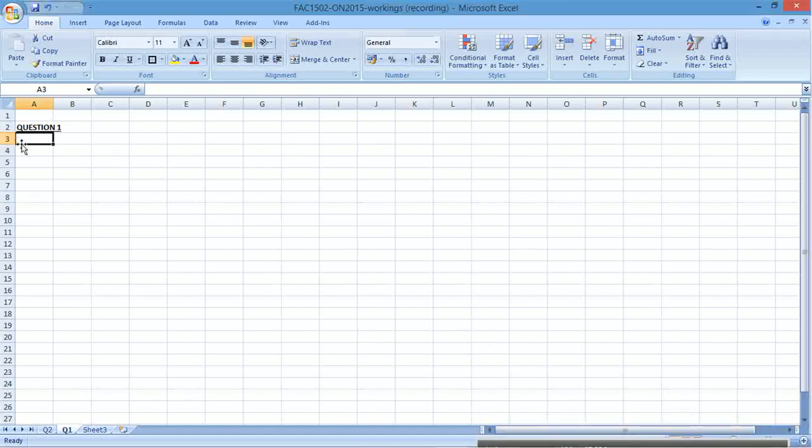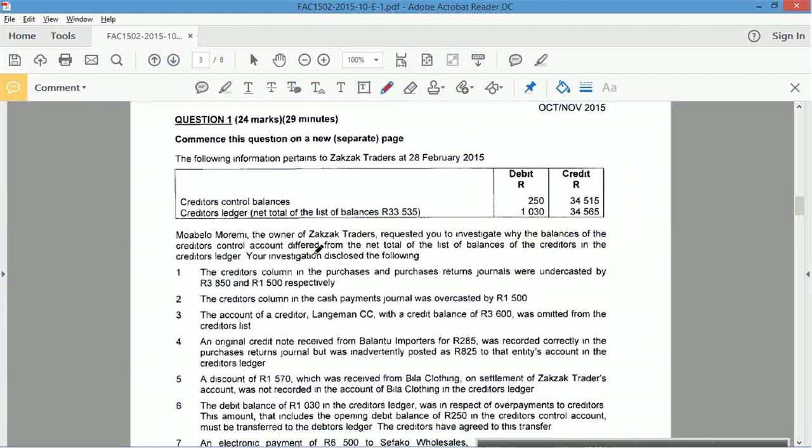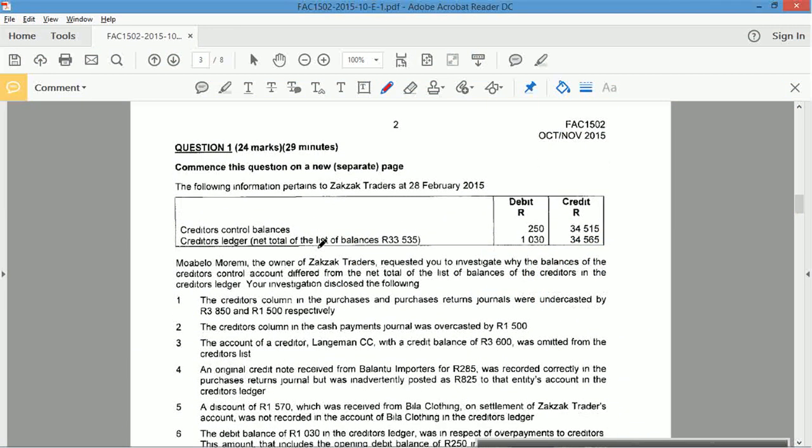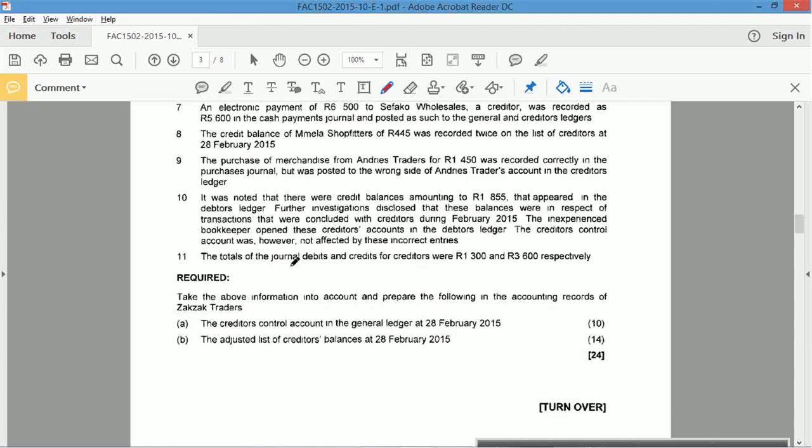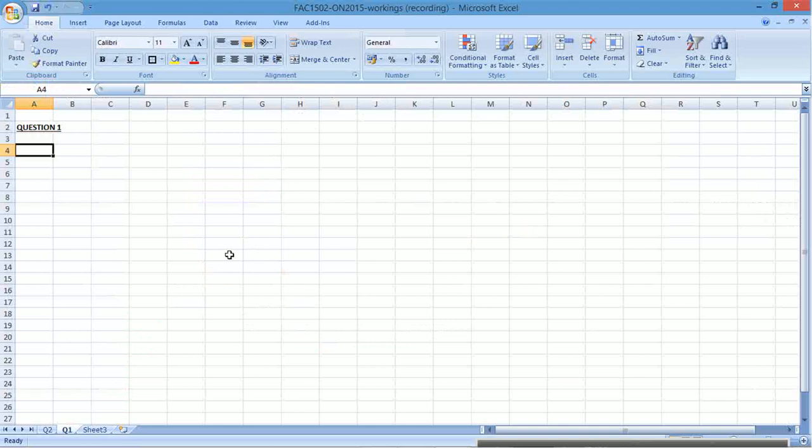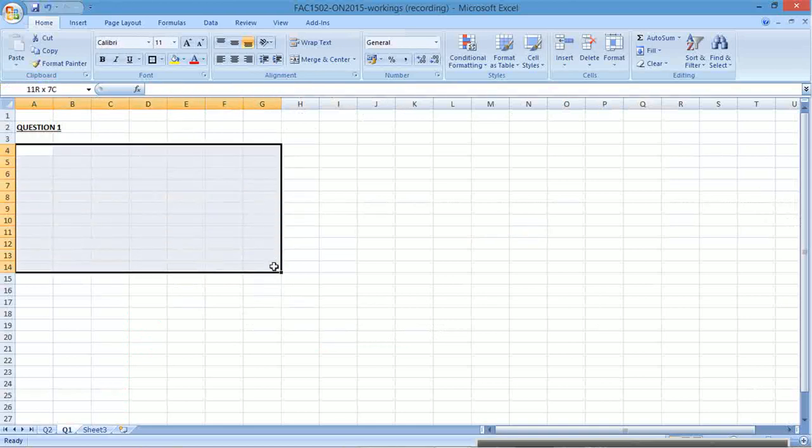Great, so question 1 now, we're just going to go back to the beginning and look at these questions in order. October, November 2015, question 1 is out of 29 minutes, 24 marks. Always look at the required first. I can see here they want 2 things. They want the creditor's control account, which is a T account, and they want the list of the credit balances. So we need to draw that up. A big T account.